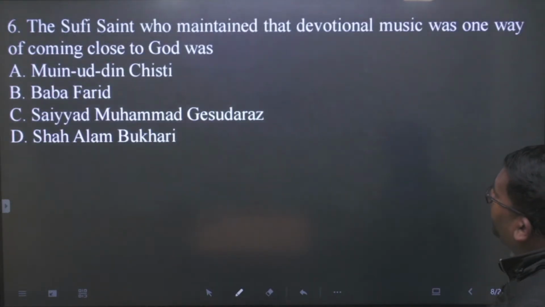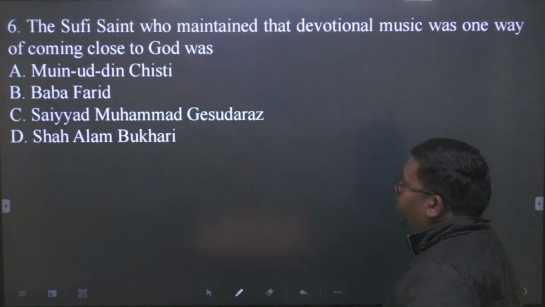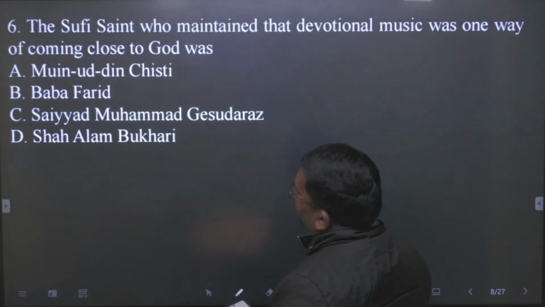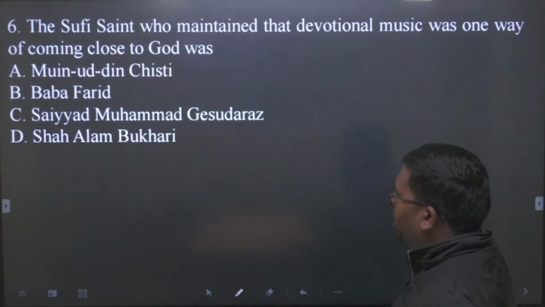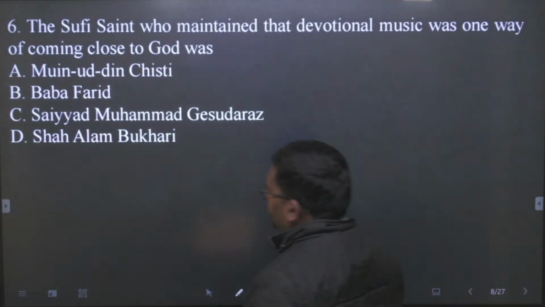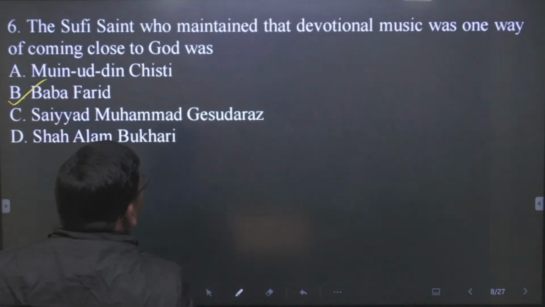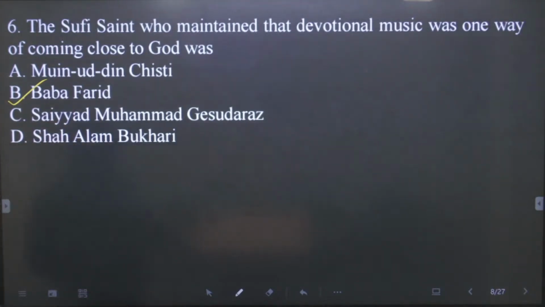The Sufi saint who maintained that devotional music was one way of coming close to God was, right, what will be the answer among these? So the answer: Moinuddin Chishti, no, not music. Syed Muhammad Rifuddin Raj, Shah Alam Bukhari, Baba Farid. So Baba Farid was the one who especially argued that devotional music was one way of coming close to God.